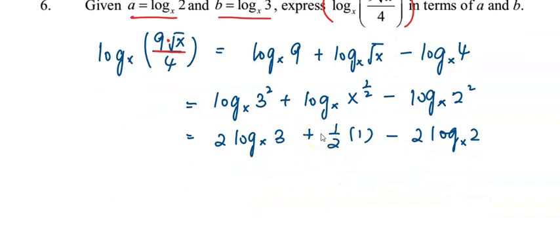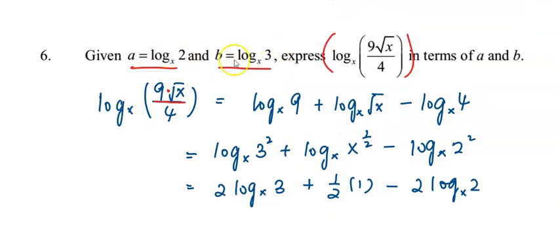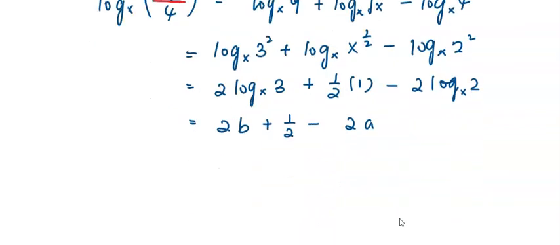So what can you see now? You already see log 3 to the base of x, which will be represented as b. So you can now substitute log 3 to the base of x as b, and 1 over 2 as a constant, and log 2 to the base of x equals a. So you can actually rearrange it. You get 2b minus 2a plus 1 over 2.